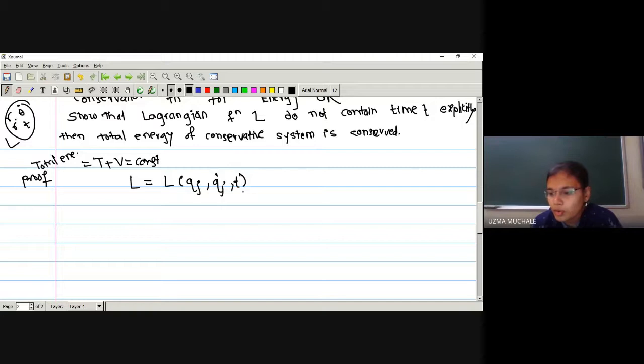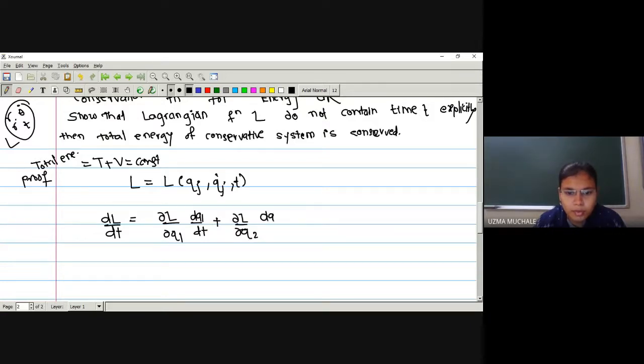So for that, let us see what is given to us. L does not contain the time t, right? So what I will do is find dL by dt, and for that I have to use the chain rule. First I will find the derivative of L with respect to Q1 and the derivative of Q1 with respect to t, plus the next term, dou L by dou Q2 times the derivative of Q2 with respect to t, plus and so on.